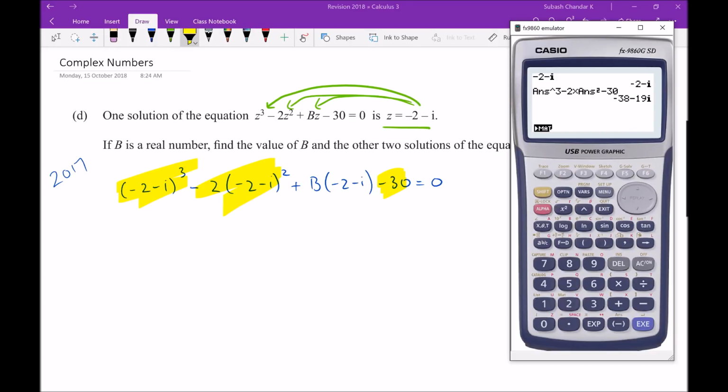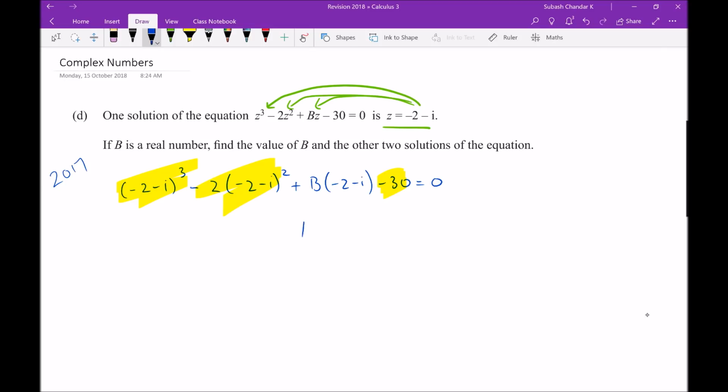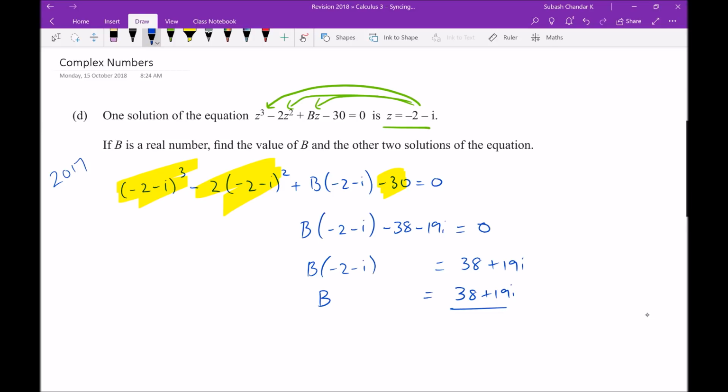Are we okay with that? So what I can then do is write this like this: b times -2 minus i minus 38 minus 19i is equal to 0. Now it's a matter of rearranging. I don't expand the brackets with the b and -2 minus i, just leave it as it is. But I take the 38 plus 19i to the other side. So when I do this, I can then say b is equal to 38 plus 19i divided by -2 minus i.